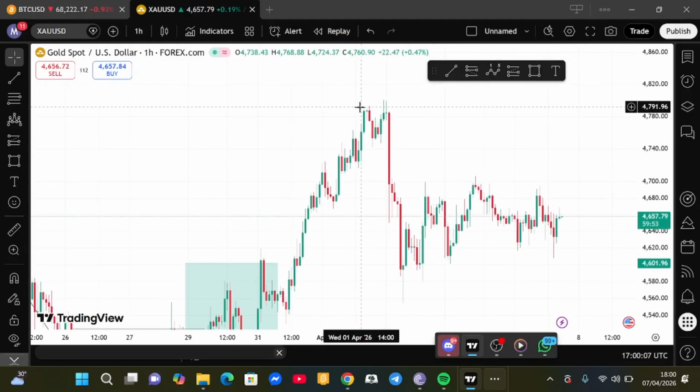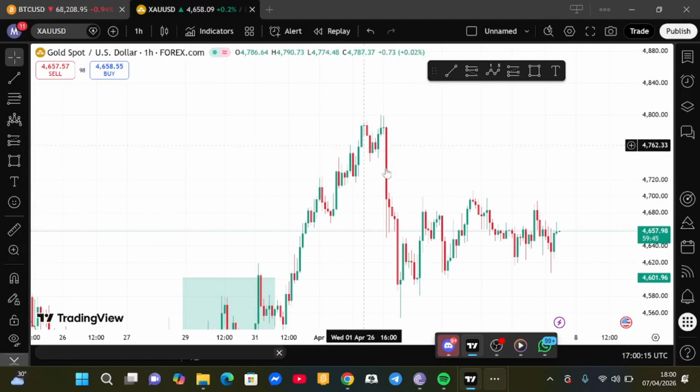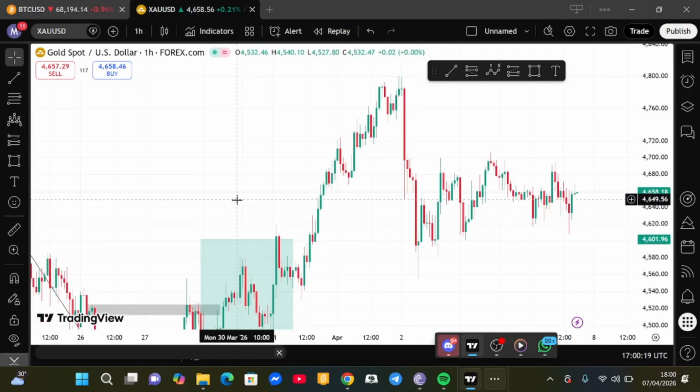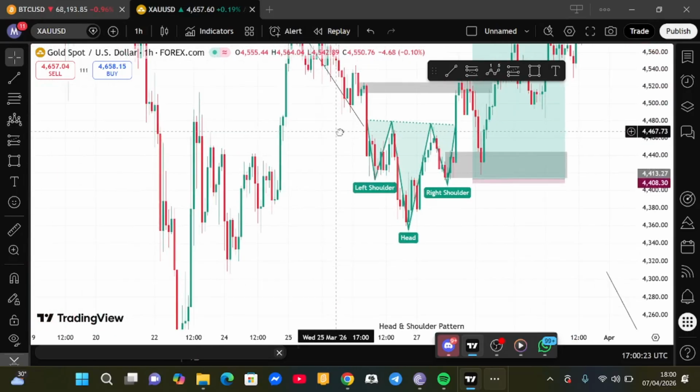Now I'm not going to be talking about this today, but we saw that the market came to this point and created a double top. Now the double top here is a reversal indicator. It indicates that the structure is about to change, but that's not my focus for today. Now, having seen this, let's look at another example in the market.